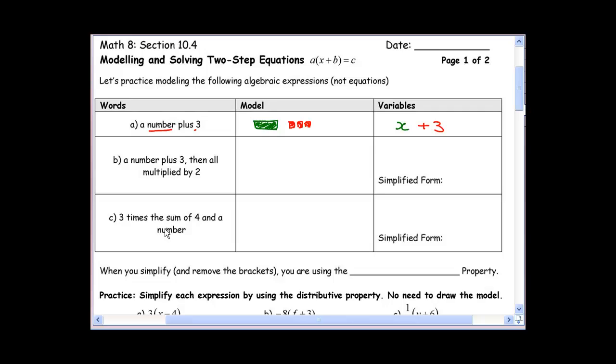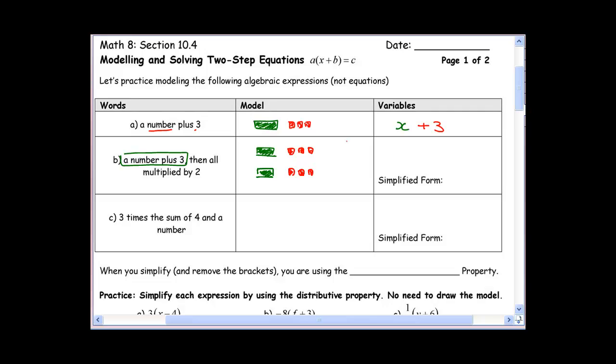It says a number plus 3, then all multiplied by 2. So if I were just to focus on this part, a number plus 3, that's the same as above. So I'm just going to copy that down from above. A number plus 3. Then all of this is multiplied by 2. So I want 2 sets of what I see. So this is where I just now double it, or I copy it again. And this is what I have, right? Multiplied by 2. So the whole set times 2.